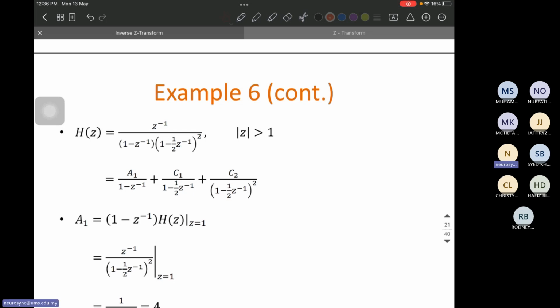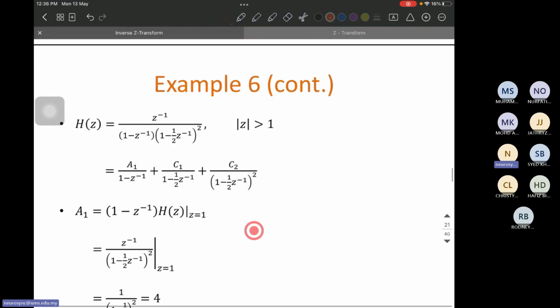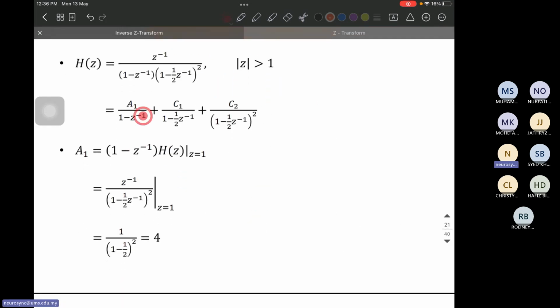A1, C1, C2. Okay. So A1 is straightforward. This denominator part, we can say this is only one pole at this location. Therefore, this is A1 divided by z to the power minus 1. And here there are two poles at this location. Therefore, this is C1 divided by 1 minus 1 by 2 z to the power minus 1 to the power 1. C2 divided by 1 minus 1 by 2 z to the power minus 1 to the power 2 here.